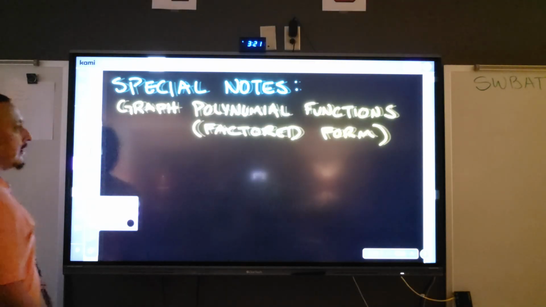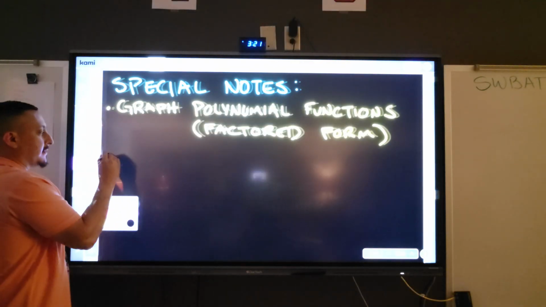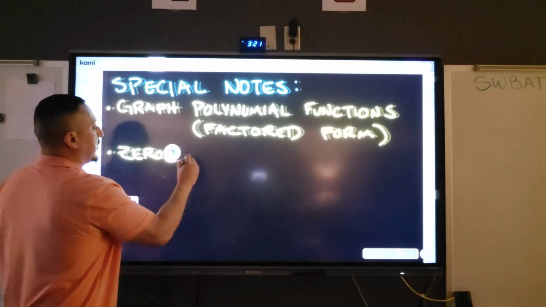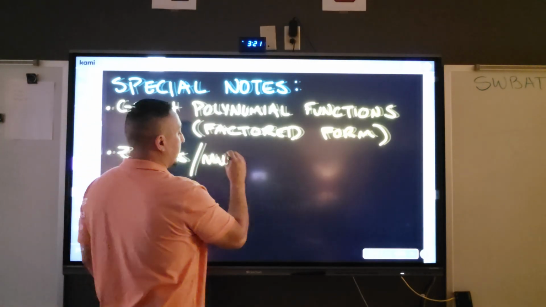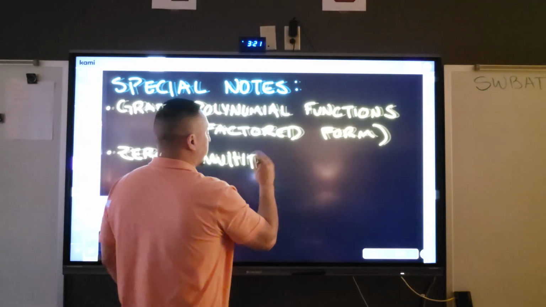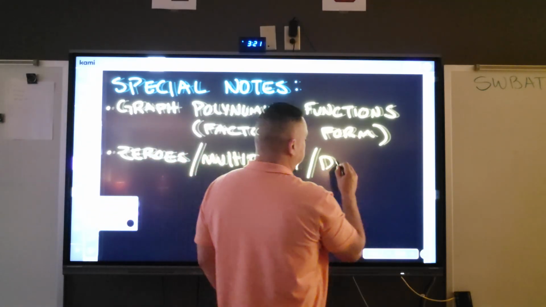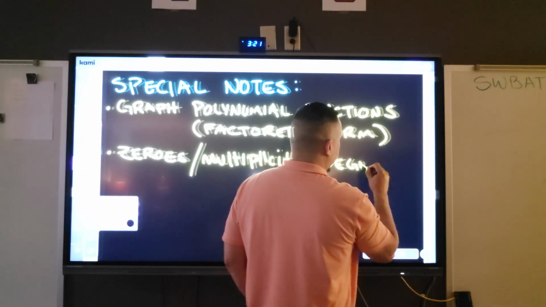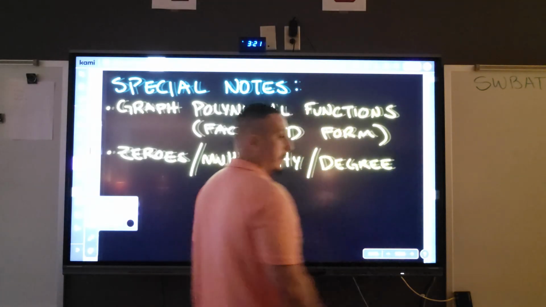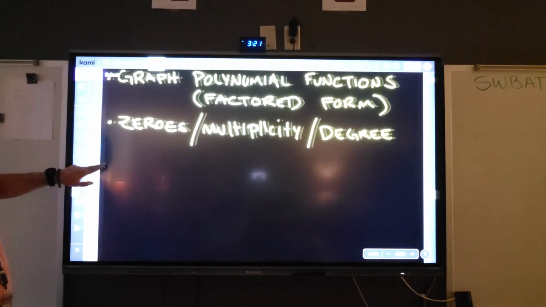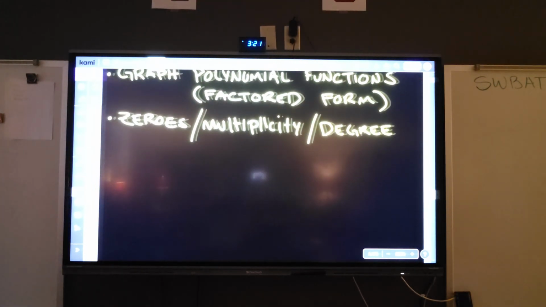And so we're going to deal with some specific words like zeros, multiplicity, and degree. Okay. So a lot of these are new. And so just bear with me at first. I'm just going to first tell you what they are, okay? And then I'll tell you what they do.